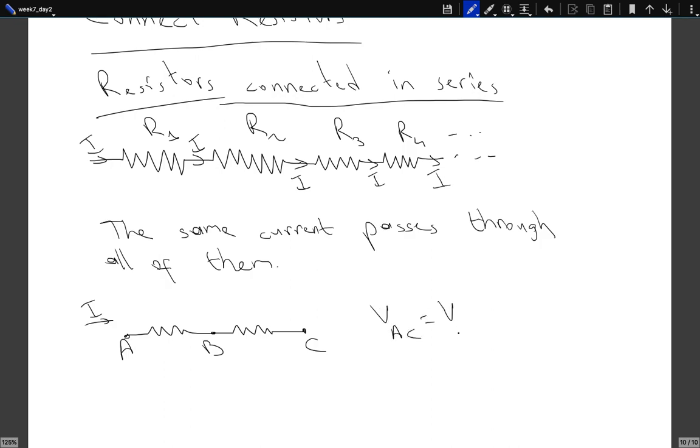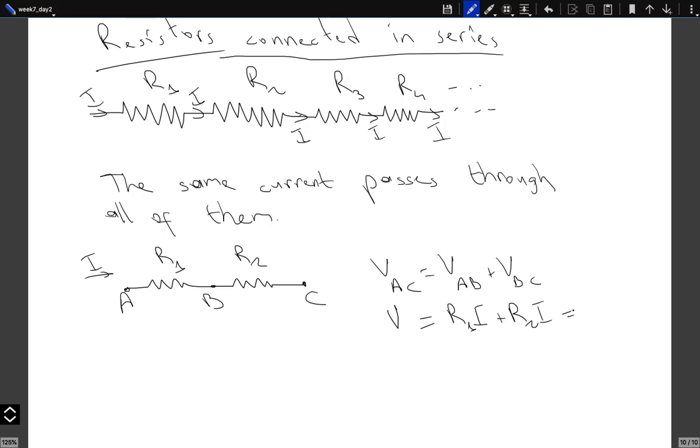Potential difference between A and C is just the potential difference between A and B plus the potential difference between B and C. This we just call the potential difference V. Well, between A and B, what is the potential difference in terms of the current and the resistance R1? R1, I. Between B and C? R2 times I. So this is equal to R1 plus R2 times I.